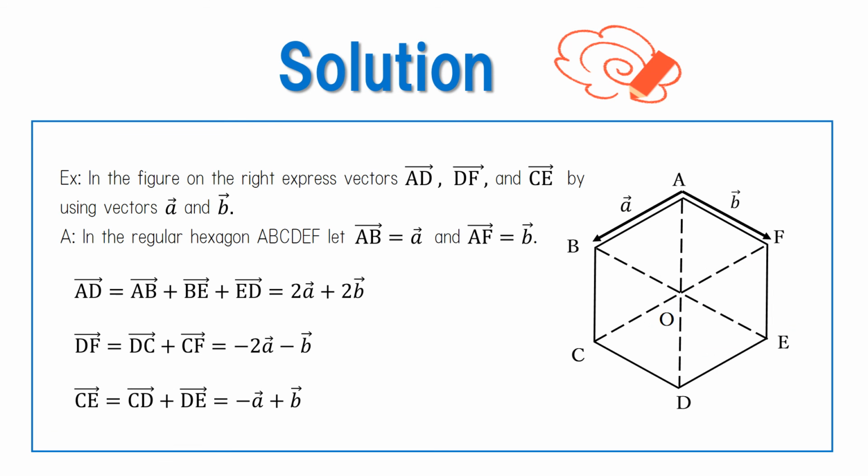Now let's check our answers. Vectors AD, DF, and CE will look like what's shown below. Were you able to answer them correctly? That concludes this lesson.